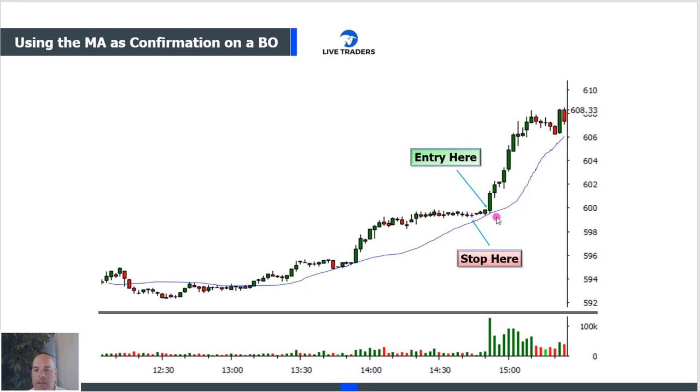But in this case, it comes back and actually touches the moving average before it takes off. So it goes from like 599 all the way up to 608. It's pretty awesome. And then the volume comes in right upon entry. So this is a case where we're using the moving average as our guide to when the stock is ready, when the stock has rested long enough to get ready to move, in this case, breakout.